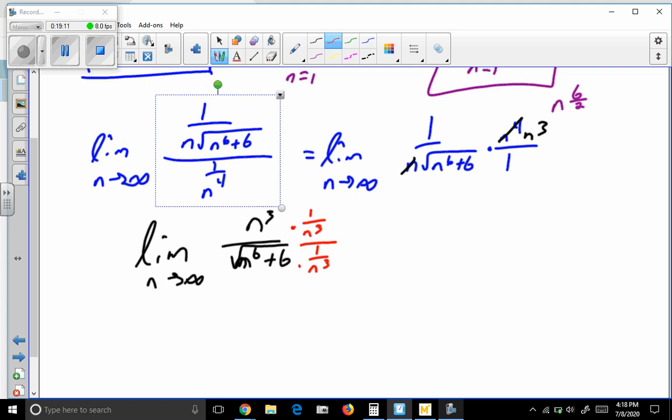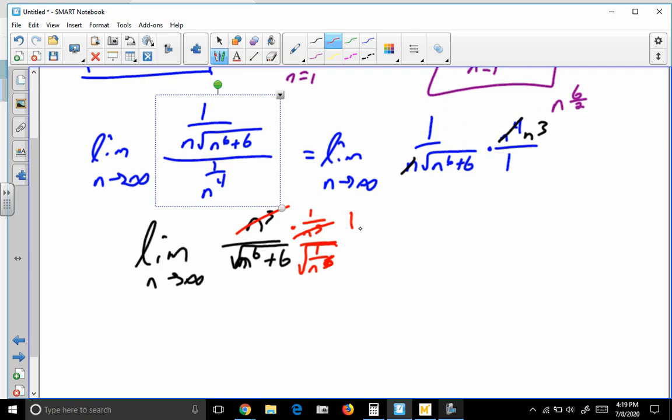Since this is a square root, we need this to be under a square root, so we can take the square root and square what's underneath. So 1 over n cubed, or the square root of 1 over n to the 6, are the same. So on top, that n cubed and that n cubed cancel, leaving a 1. If we multiply this times that, that will cancel. We multiply this, we'll be left with 6 over n cubed.